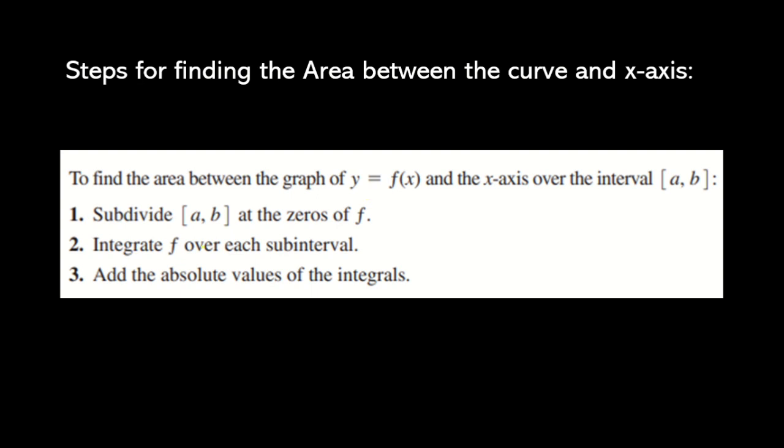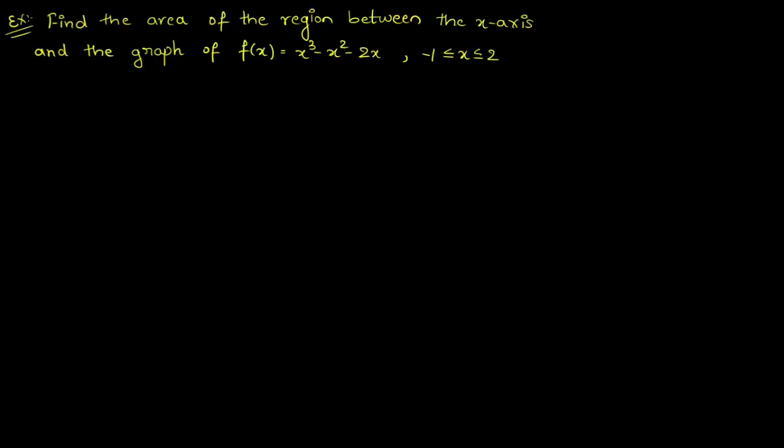Next, we integrate f using all those points that we get, and then we add the absolute values of the integrals. Absolute values means we are going to take only the positive values of the integral. Okay, let's look into the example.